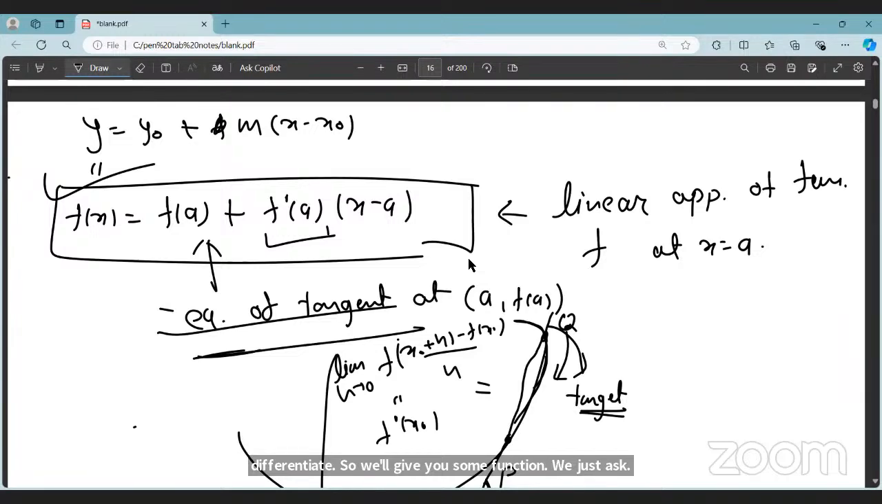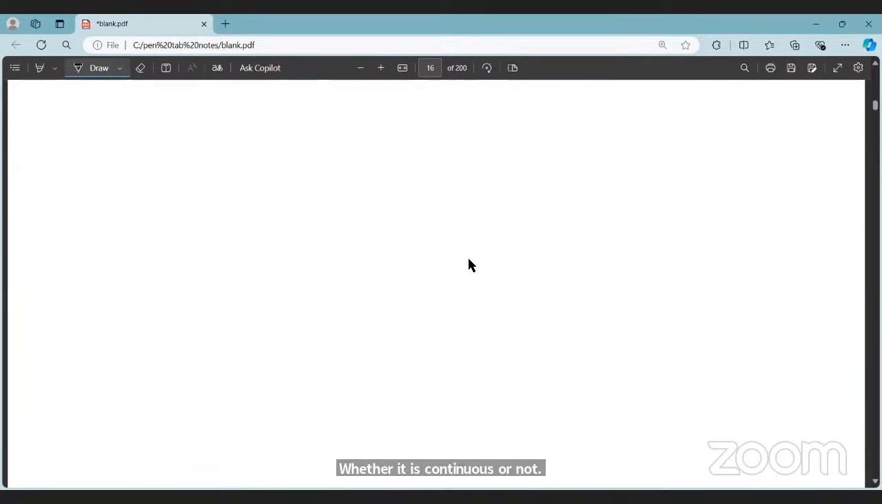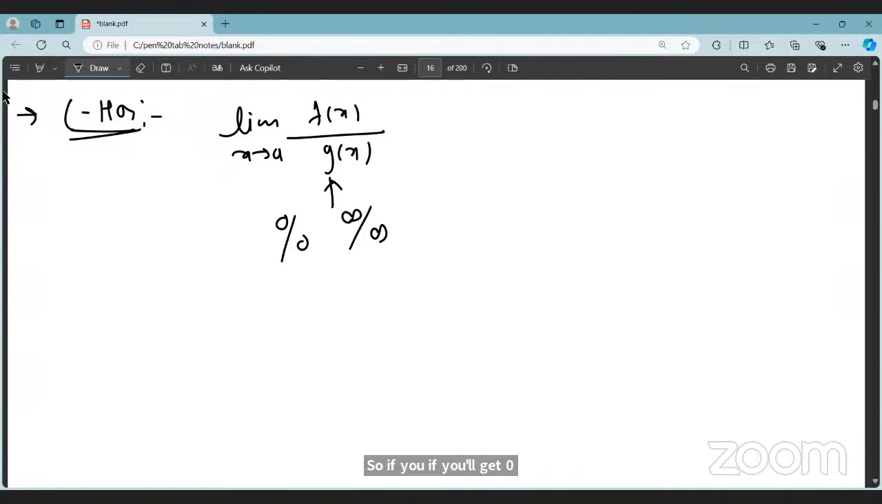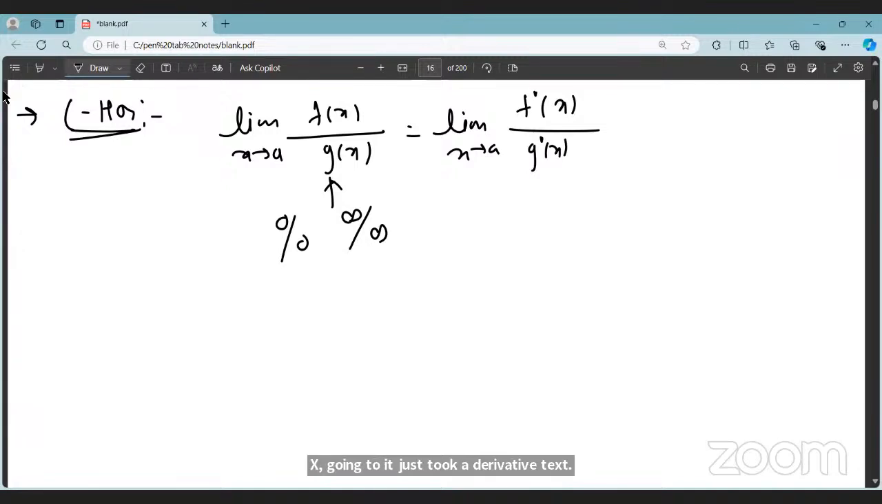One thing, you are familiar with L'Hospital rule, right? Yes, ma'am. L'Hospital rule, what does it say? For the limit as x goes to a of f of x upon g of x, if you get 0 by 0 form or infinity by infinity form, then this limit will be equal to the limit as x goes to a of f dash x on g dash x, taking the derivative. Okay, so this is the L'Hospital rule.